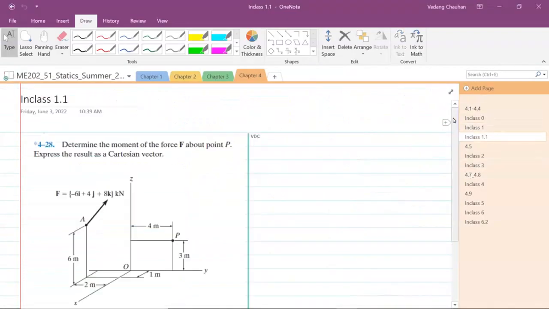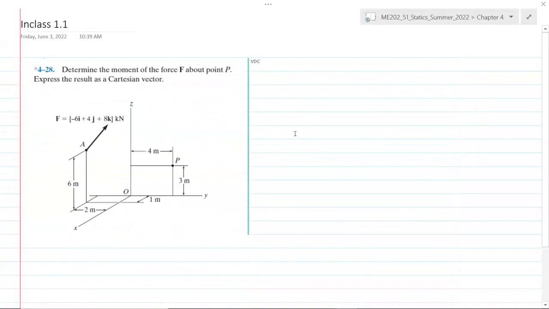Let's take one more problem from this in-class exercise, which is how to calculate the moment of a force in 3 dimensions. Determine the moment of the force F about point P, and express the result as a Cartesian vector. Remember, moment is a vector, so in 2 dimensions also it's a vector. That's why we use a positive or negative sign to define the direction. In 3 dimensions, it's a Cartesian vector. So the moment of force about point P.